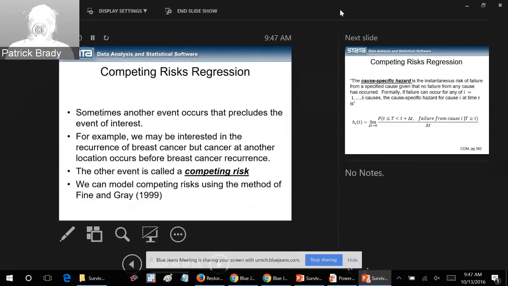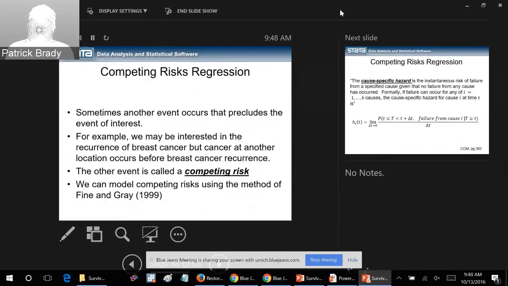So, competing risks regression. Maybe I'm interested in time to heart attack, but something happens before the person has a heart attack that keeps me from observing the actual event that I'm interested in. That's called a competing risk. The data set that we're going to look at is breast cancer. The thing I'm interested in might be the recurrence of breast cancer, but it could have metastasized to another location. So I might be fine, but they're going to have treatment for that other location, and that's going to screw up my entire study.